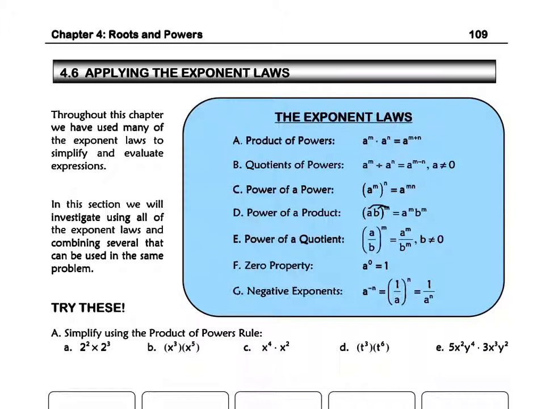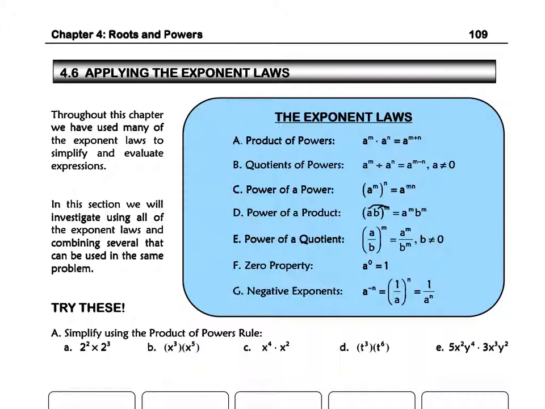Power of a quotient basically means that if you have a quotient raised to a power, then you can take the numerator and raise it to that power and take the denominator and raise it to that power. Again, restriction that b cannot be 0, because if b was 0, then you'd be dividing by 0, which is an undefined number. The 0 property: anything raised to the power of 0 is 1.